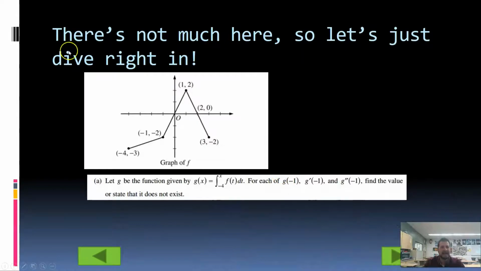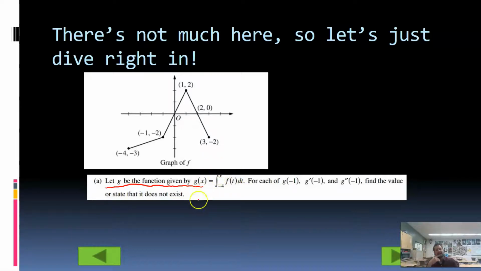So let's take a look at letter A. Now, these problems are very important to understand, that we read it and understand exactly what it's asking us to do. So this says, let g be the function given by g of x equals the integral from -4 to x of f of t dt.